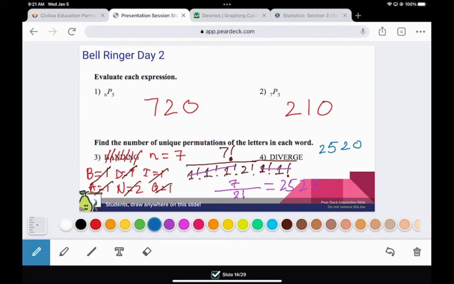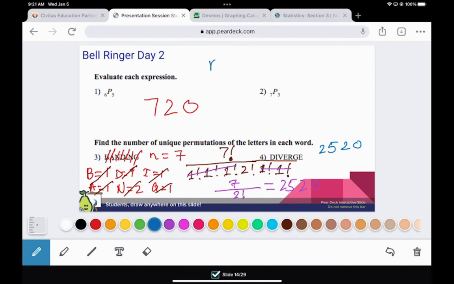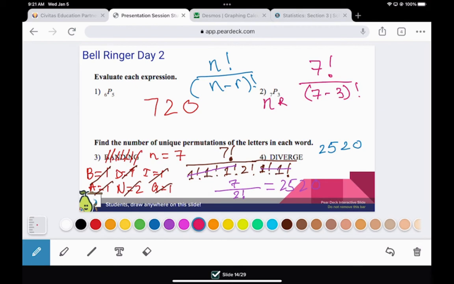Okay, so for this one is when you have N and R. So I'm going to erase the answer right here. The formula we're going to use is N factorial over N minus R factorial, right? The first number is N, the second number is R. So we're just going to follow the rule that we have. N factorial, so that's going to be 7 factorial over 7 minus 3 factorial. So now you will have 7 factorial over 4 factorial.